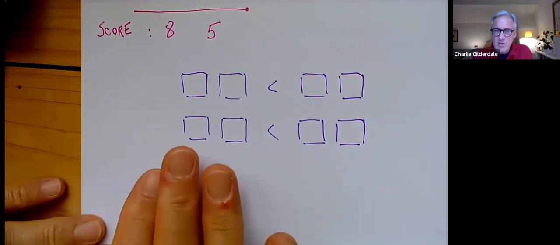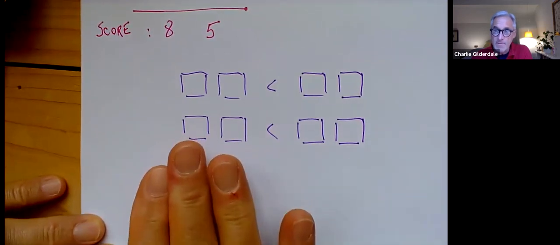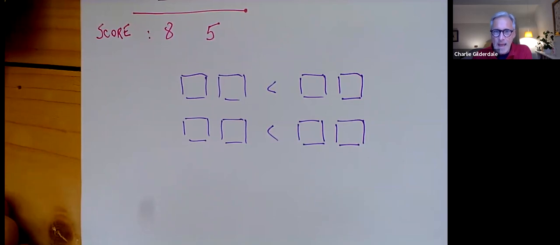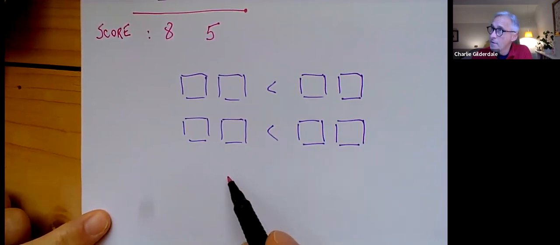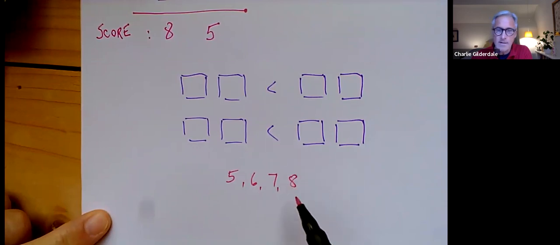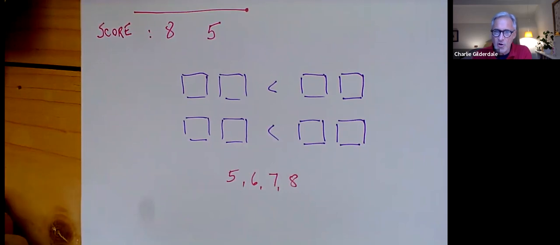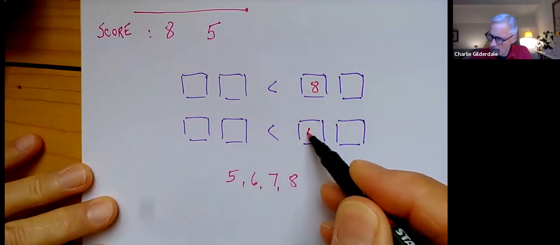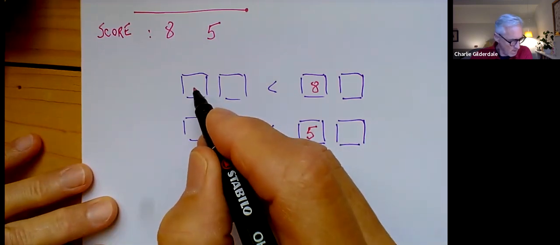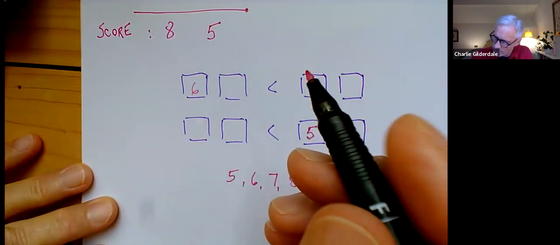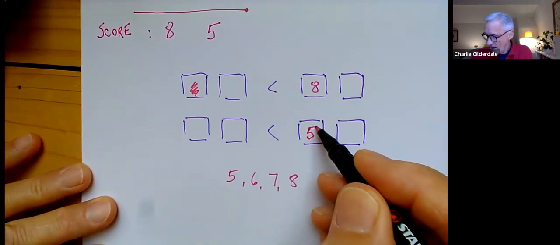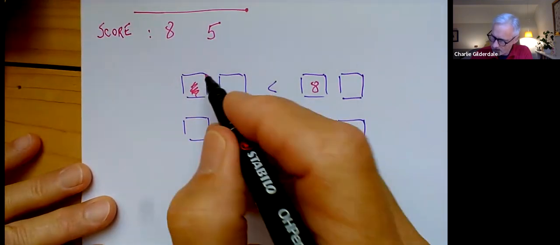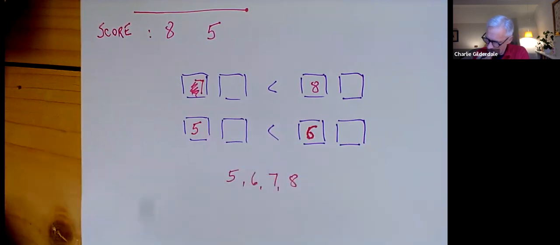Okay, so I want the numbers on the left to be smaller than the numbers on the right, but I want the numbers on the left to be as big as possible, because that's going to give me the score. So I think I'm going to use the 5, 6, 7, and 8 in my tens columns, because they will give me the biggest number. And if I add 80 and 50, 80, I think I'm going to have to put a 60 here, and a 7 there, and a 5 there. Sorry about the mess.